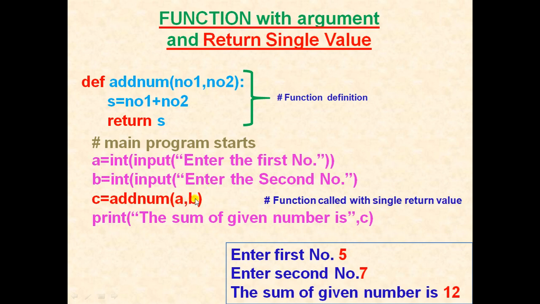These two values A and B are passed to the function. As we have discussed earlier, this is the actual argument and this is the formal argument. The value is sent to the formal argument, and the formal argument performs the operation and returns the return value. Similarly S is returned here and assigned to C, and when C is printed, we get the value like this.